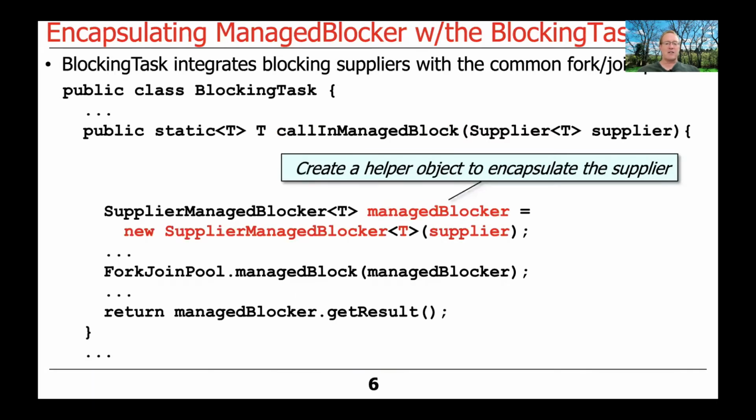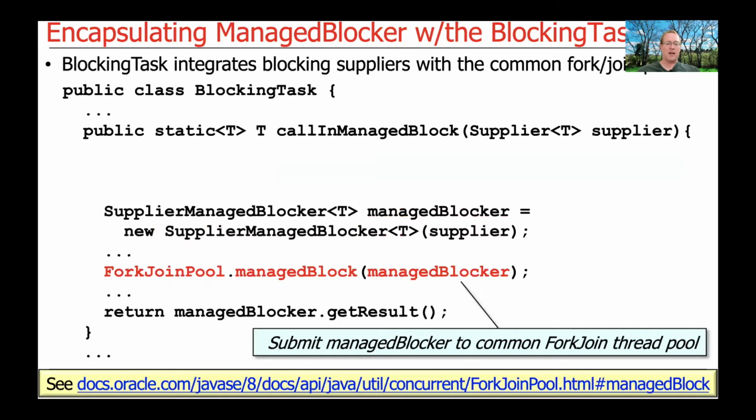The first thing it does is make a helper object to encapsulate the supplier. And this is called SupplierManagedBlocker. And we'll take a look at that nested class here in just a second. So we're going to make ourselves a ManagedBlocker variable of type SupplierManagedBlocker. And that's going to encapsulate the supplier parameter. And then we're going to say ForkJoinPool.managedBlock, passing in our ManagedBlocker.